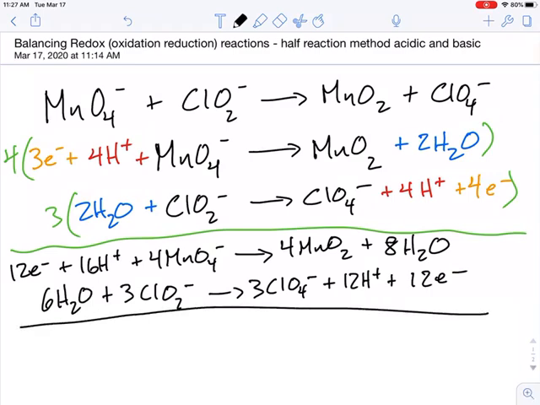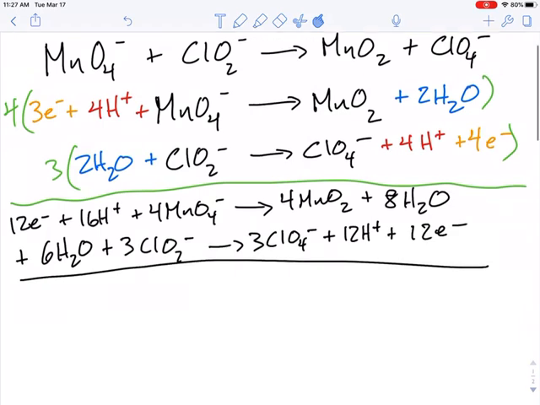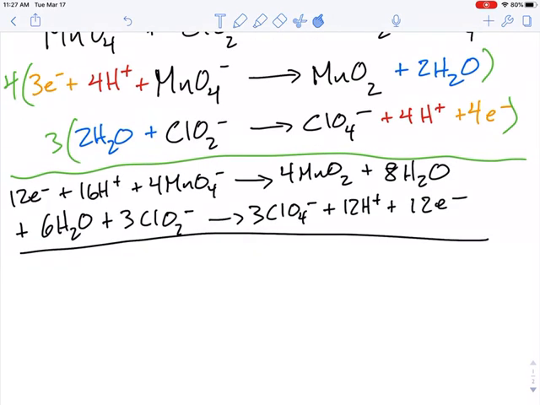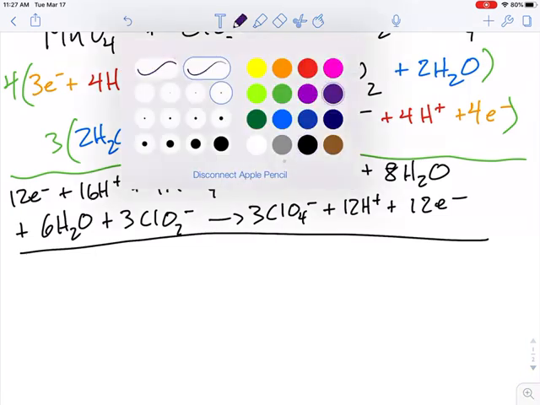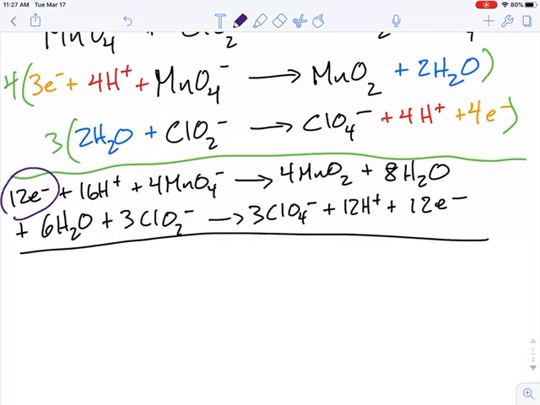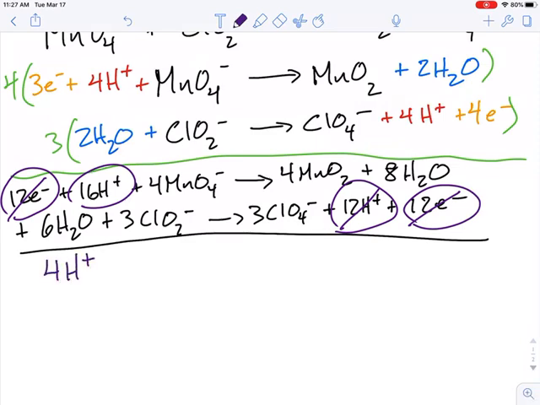Okay. Now what we're going to do is add those up. And when we add those up, we can cancel out the things that are going to cancel. Some of it we can see right away. My 12 electrons on the left-hand side and the right-hand side are going to cancel. I got my 16 H plus on the left-hand side and 12 here, so all 12 of these are going to go away. So the electrons go away, 12 of my hydrogen ions go away. I'm going to subtract 12 from my 16, and I'm going to end up with 4 H plus here.